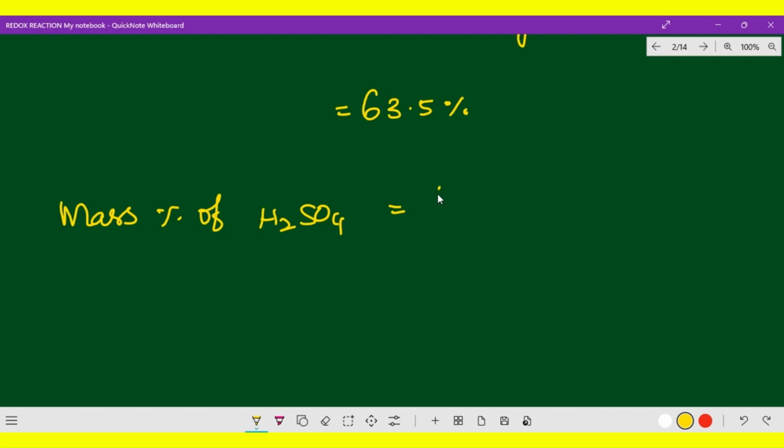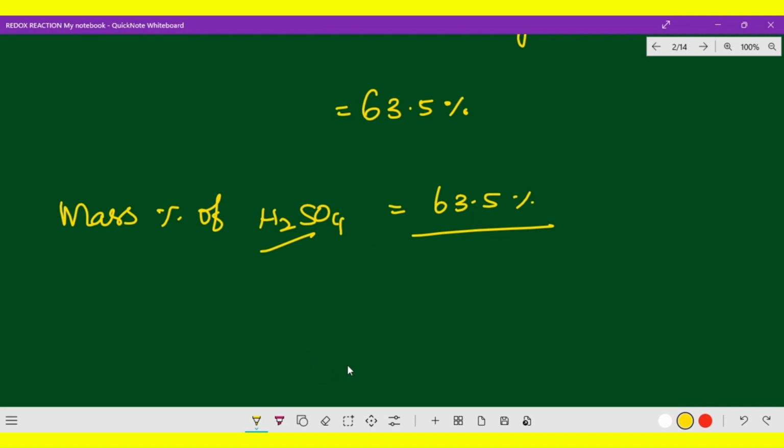Now we got that idea, 63.5%. It is actually the H2SO4 mass percentage. When we are asked about HCl, then 100 minus 63.5, so you will get the answer for the HCl mass percentage. I hope you got the clarity about this question.